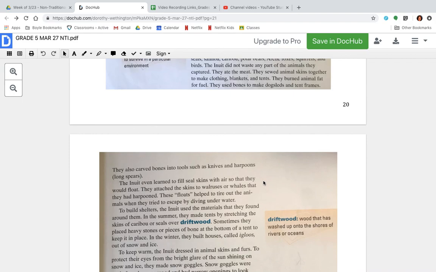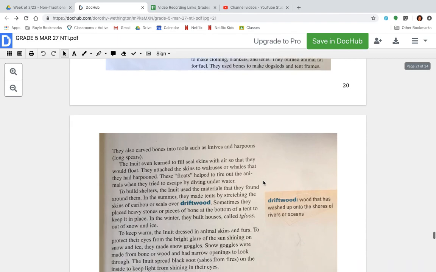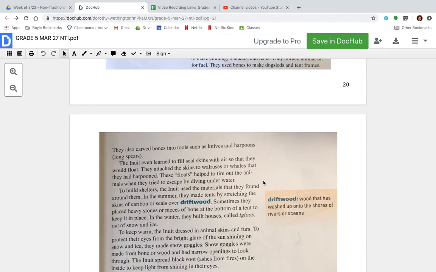The Inuit even learned to fill sealskins with air so that they would float. They attached the skins to walruses or whales that they had harpooned. These floats helped to tire out the animals when they tried to escape by diving underwater.